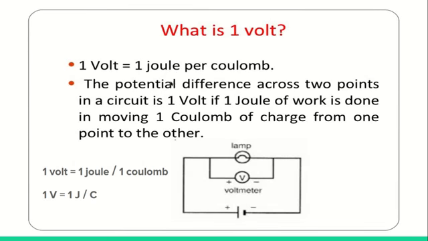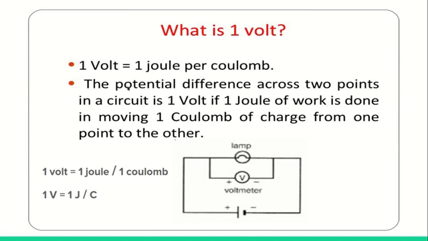You can see that 1 volt is 1 joule per coulomb. That is, 1 volt, the potential difference, is equal to the work done divided by the charge. Work done is measured in joules and charge is measured in coulombs. So 1 volt is equal to 1 joule divided by 1 coulomb. It is said as 1 joule per coulomb.